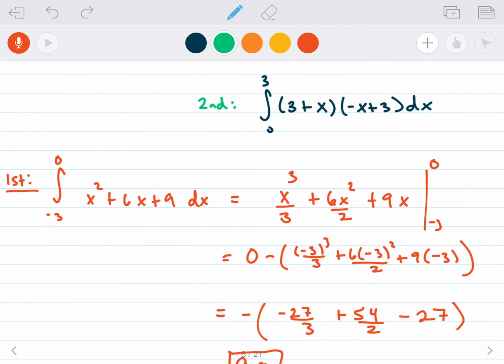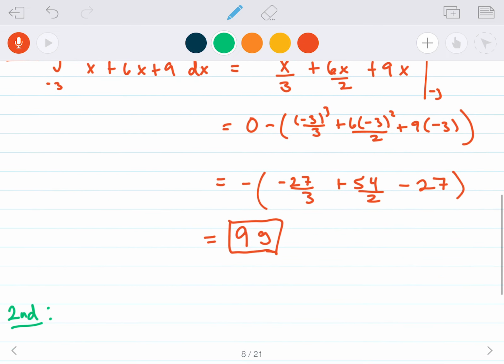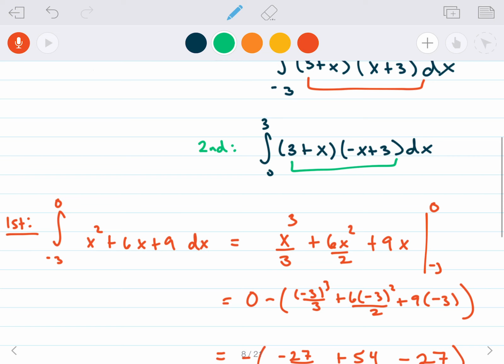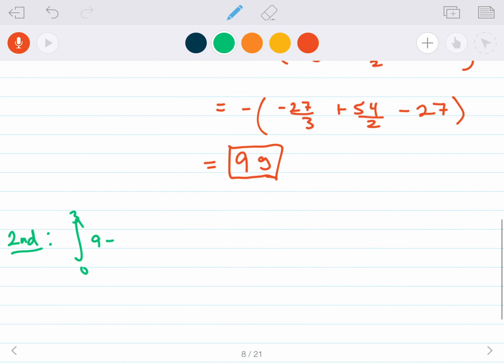So for the second part, I'm going from 0 to 3. And if I FOIL this thing, let's see, I get -3x plus 9 minus x squared plus 3x. So these guys are going to cancel, and I'm just left with 9 minus x squared dx.